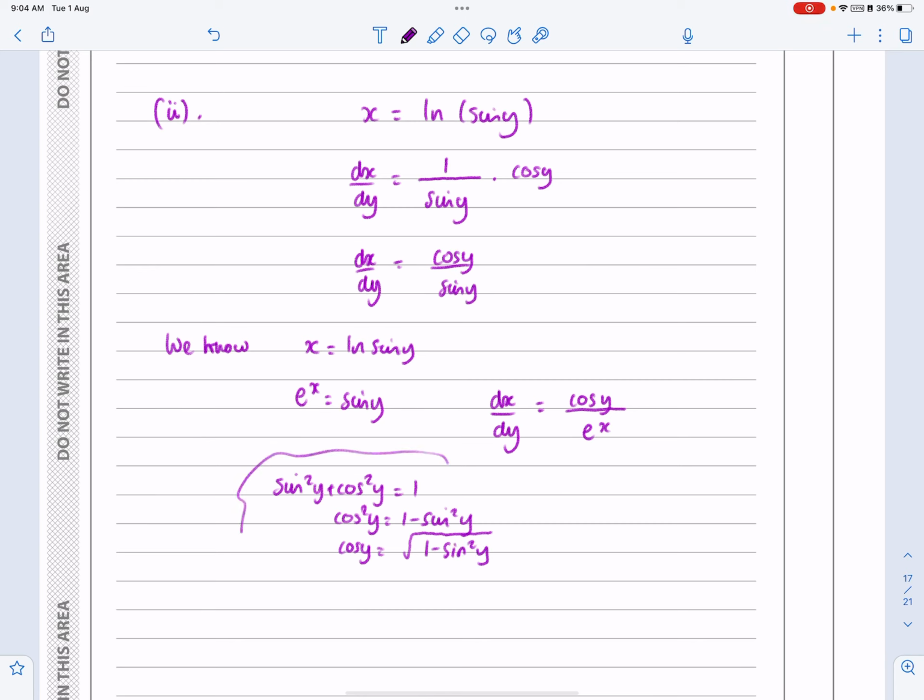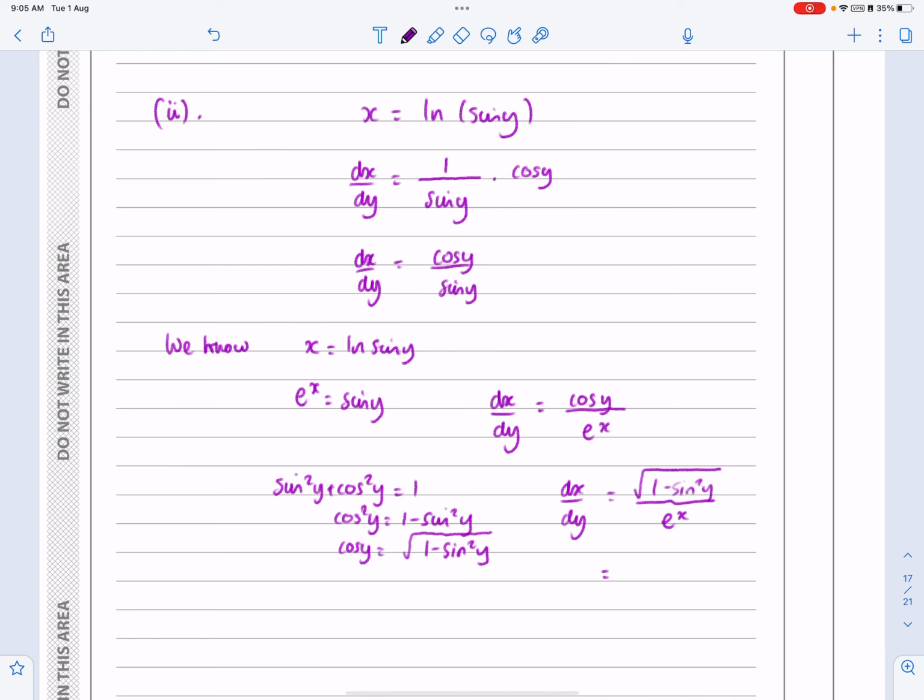Even though I've done all that, you basically need to know this, guys. I'm talking to the people who are looking at getting a really good score in the exam. This is question 8, the second part of it. It is one of the harder bits, but I would expect you to have that in your armoury. I can leave that there for showing the examiner, but basically dx by dy is equal to cos y, which is the square root of 1 minus the sine squared of y, over e to the x.